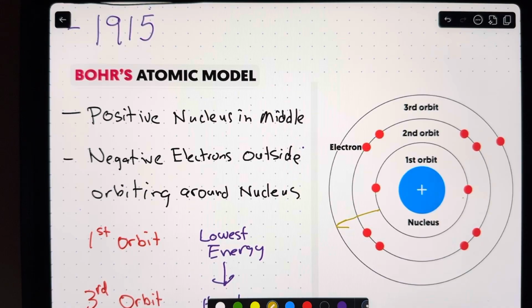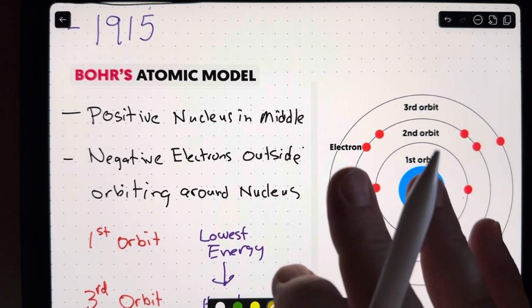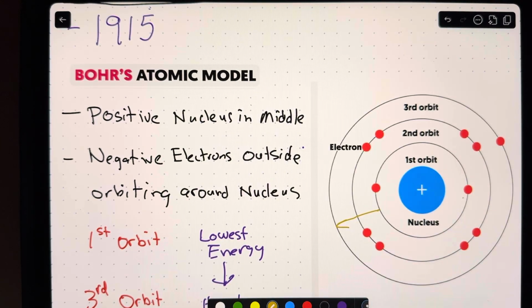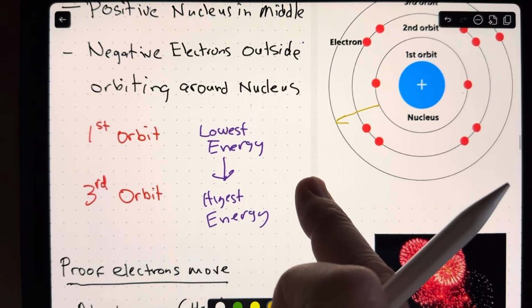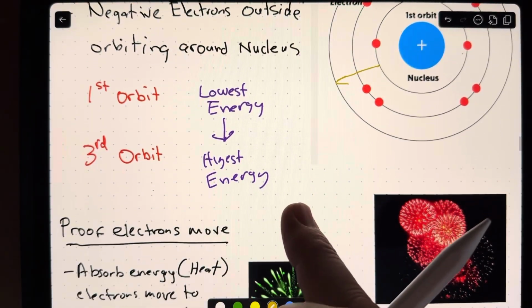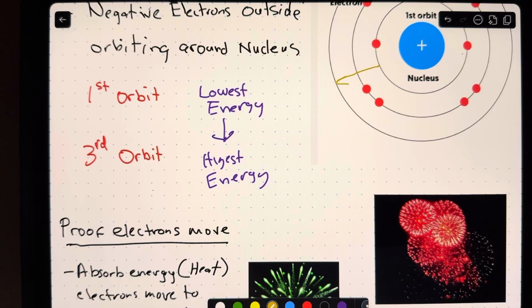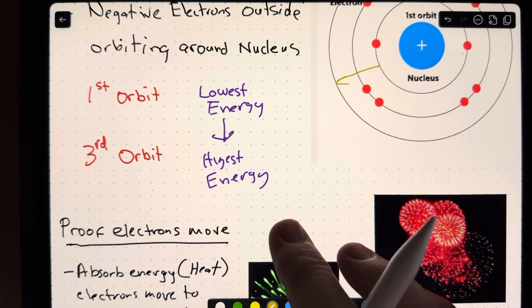Okay, so this is kind of what we use in education, even though this is not what an atom really looks like, but it helps us to understand. Now, electrons move. Professor Bohr figured it out.